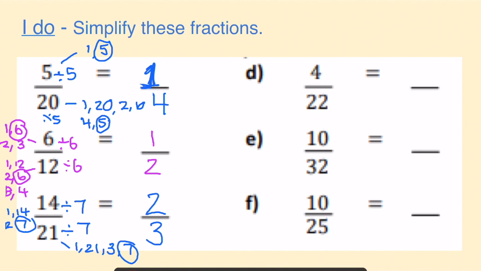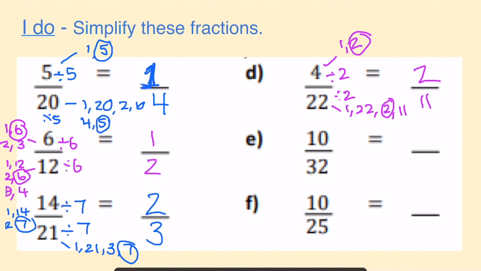Now looking at 4/22. 4 has the factors 1, 2, and 4. 22 has the factors 1, 22, 2, and 11. The highest common factor that they share is 2. So I'm going to divide the numerator by 2, which gives 4 divided by 2 is 2, and 22 divided by 2 is 11. So 2/11.